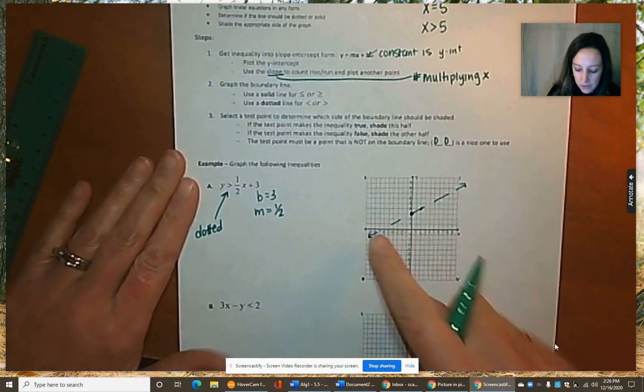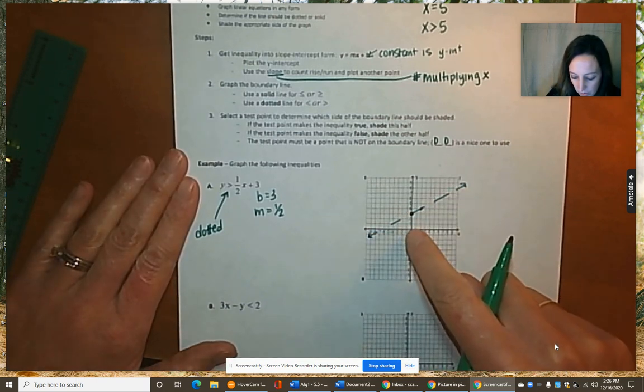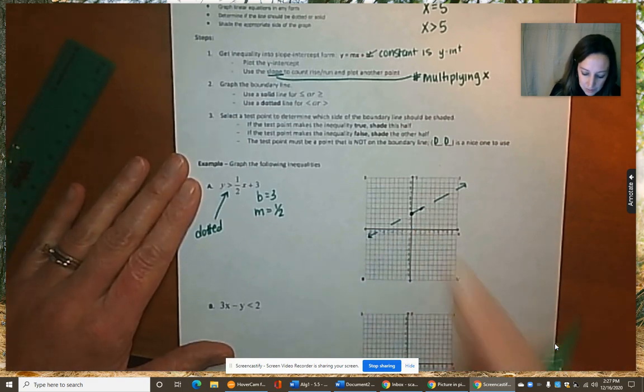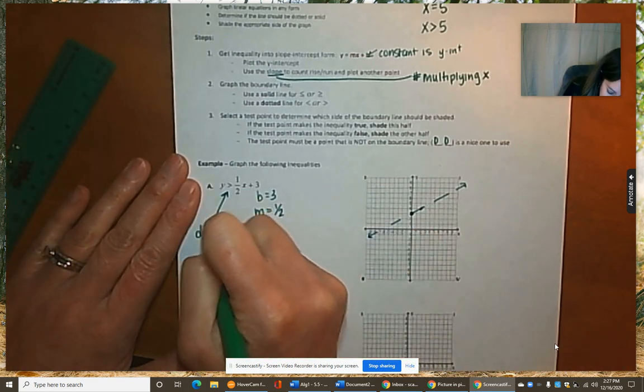But as long as your boundary line doesn't go through 0, 0, then you can use 0, 0 as a test point. And 0, 0 is really nice because multiplying by 0 clears out the values. So I'm going to check and test that point.